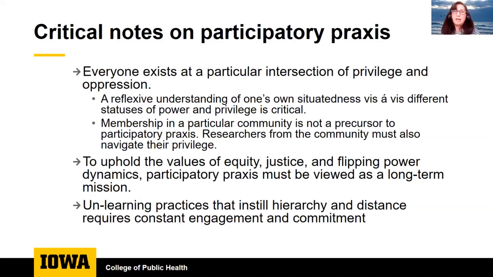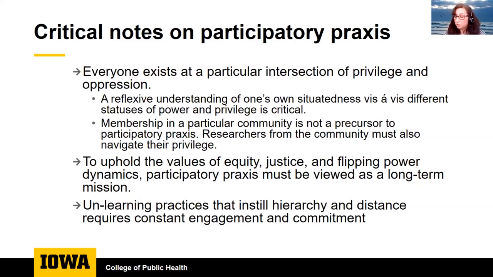First, everyone exists at a particular intersection of privilege and oppression. Acknowledging this fact is a first step in putting the values of accountability, non-othering, and dignity into practice. A reflexive understanding of one's own situatedness vis-a-vis different statuses of power and privilege is critical for effecting participatory practice.